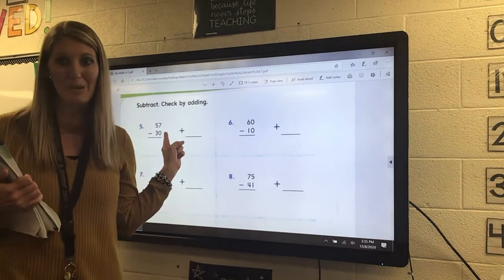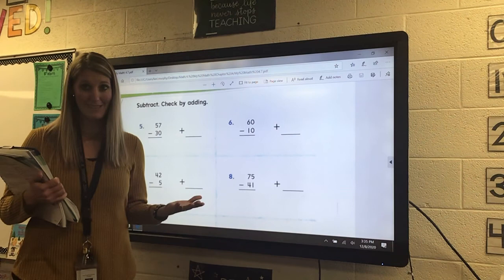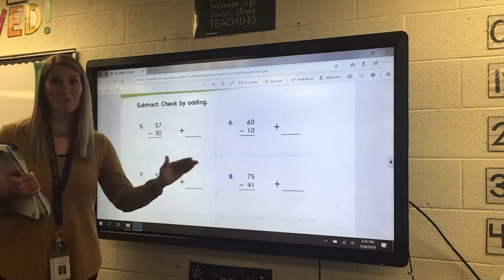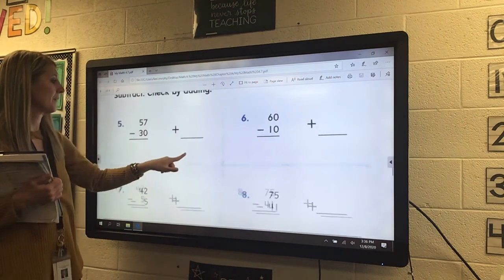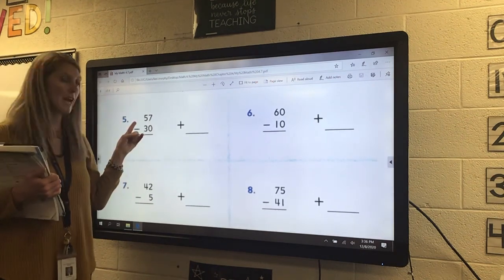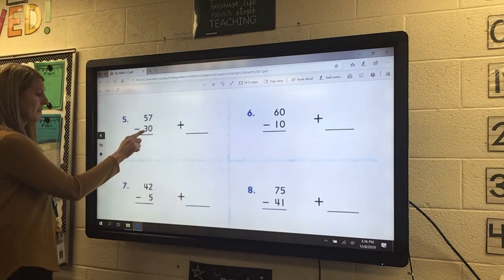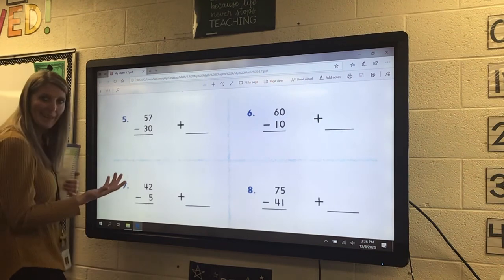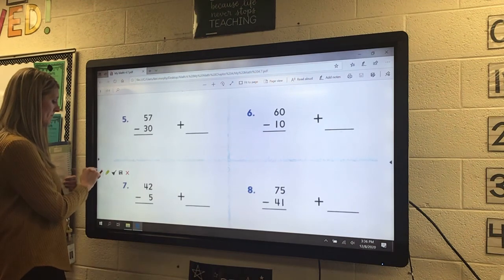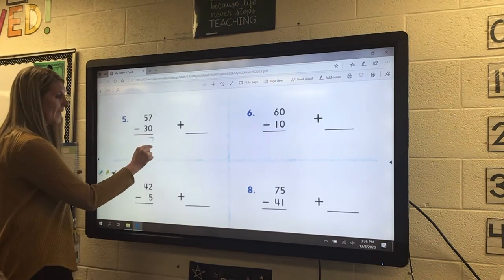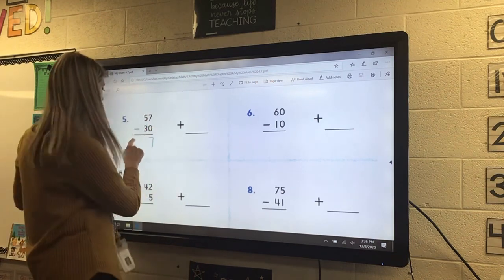Mrs. Murphy is going to help you get started on the first one because this has been a big process. So I'm going to help you start with the first one, and then you should be able to rock and roll. So on number 5, remember what we have to first do. We're going to subtract first. 57 minus 30. So 7 minus 0, that's easy, that's 7. 7 take 0 away is 7. And 5 take 3 away. 5 take 3 away is 2.